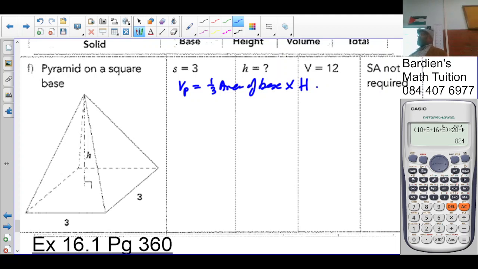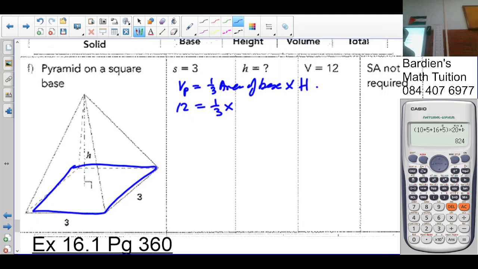So the volume is given as 12. So it's a third area of base. How do you calculate the area of this base? What type of shape is this base? The square base. How do you calculate the area of a square? Side squared. So it's 3 squared times your perpendicular height, which is what we're calculating for this object. So there you add it as lowercase h.